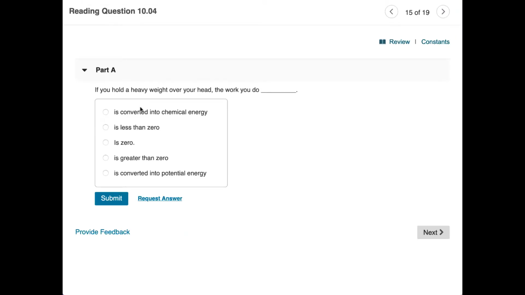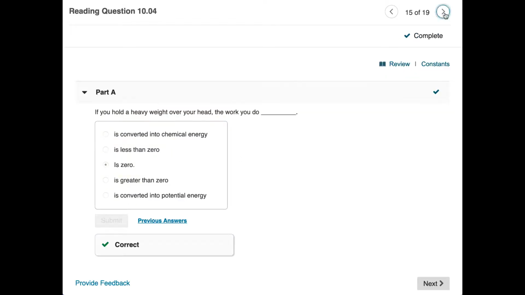Number 15, you hold a heavy weight over your head. The work you do is 0. Immediately I say 0, because work done is a force multiplied by a displacement. And if I'm just holding the weight over my head, the displacement is equal to 0, and therefore I do no work.